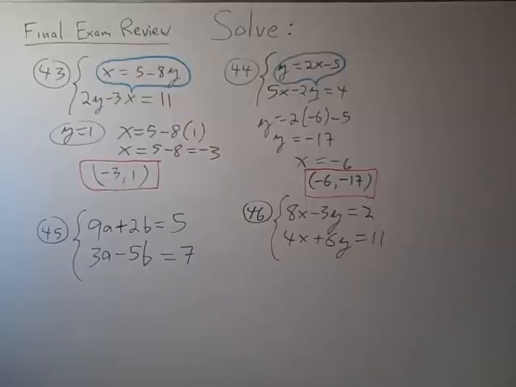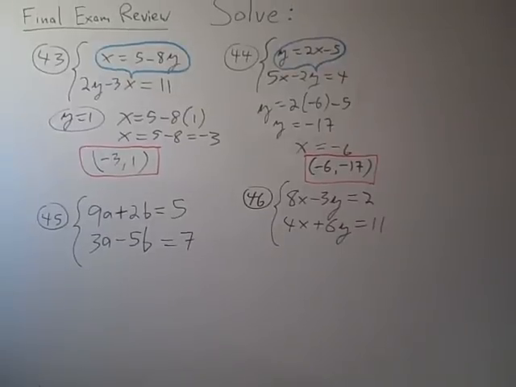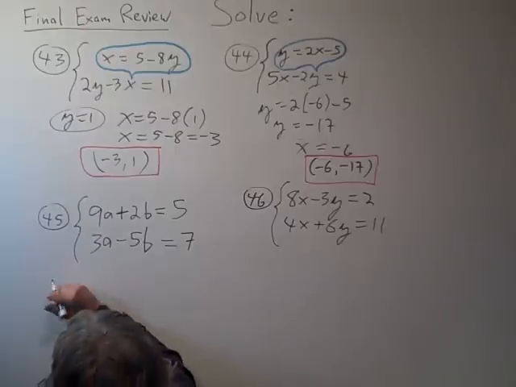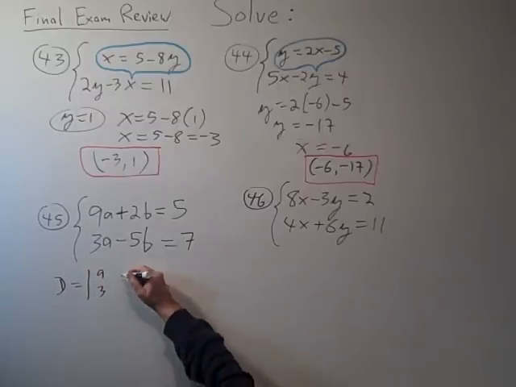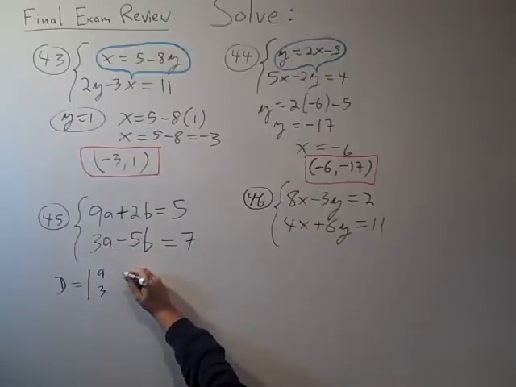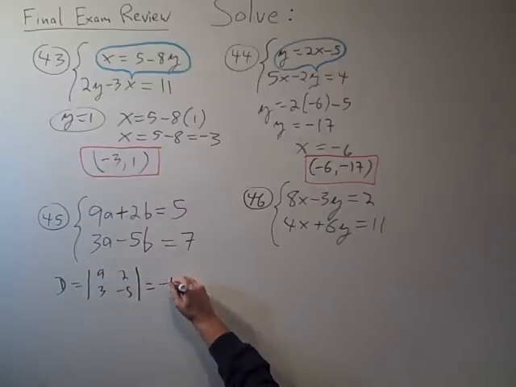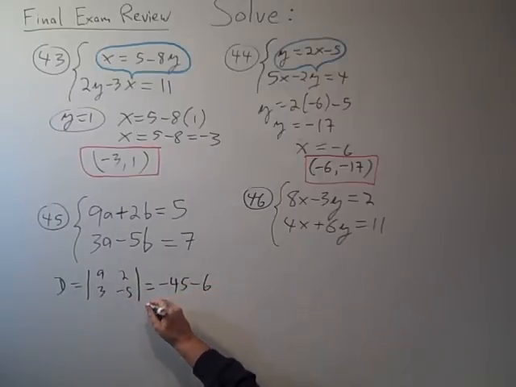Now for problem number 45, and for problem number 46, I'm going to use Cramer's rule. So we need to find D, first of all. D is the determinant of the matrix of coefficients here, 9, 3, 2, and negative 5. So that's equal to 9 times negative 5, which is negative 45, minus 3 times 2, which is 6. So D here is equal to negative 51.